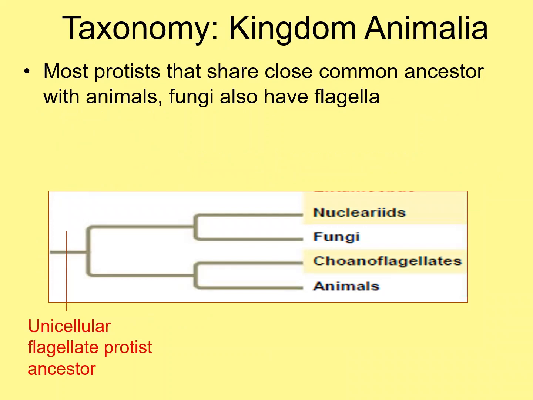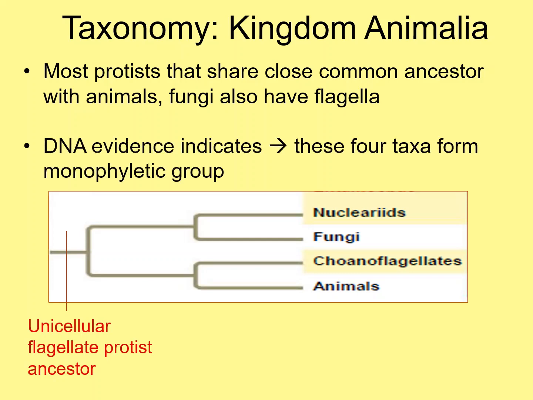Okay, so as promised, the link between fungi and animals, reinforcing that. So we've already been here, right? So again, most of our protists share a close common ancestor with animals. And fungi also have flagella, so it's not a wild stretch to hypothesize that we are coming from a unicellular flagellate protist ancestor. Remembering a protist is just a eukaryote that's not a plant, an animal, or a fungus.